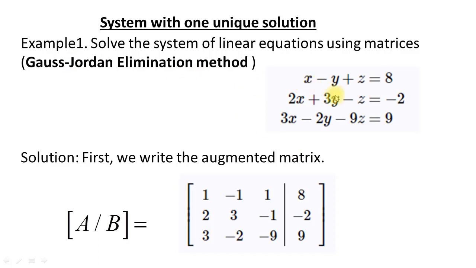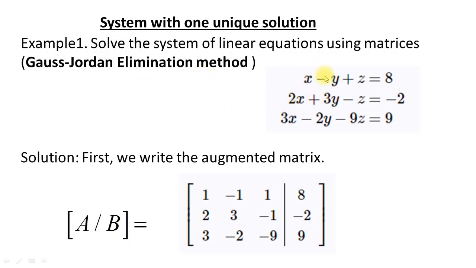This is a linear system of three equations: x minus y plus z is equal to 8, and 2x plus 3y minus z is equal to minus 2, and 3x minus 2y minus 9z is equal to 9. We have already solved this system of linear equation in the previous lecture by Gaussian elimination method. Now we are going to solve this system by Gauss-Jordan elimination method.